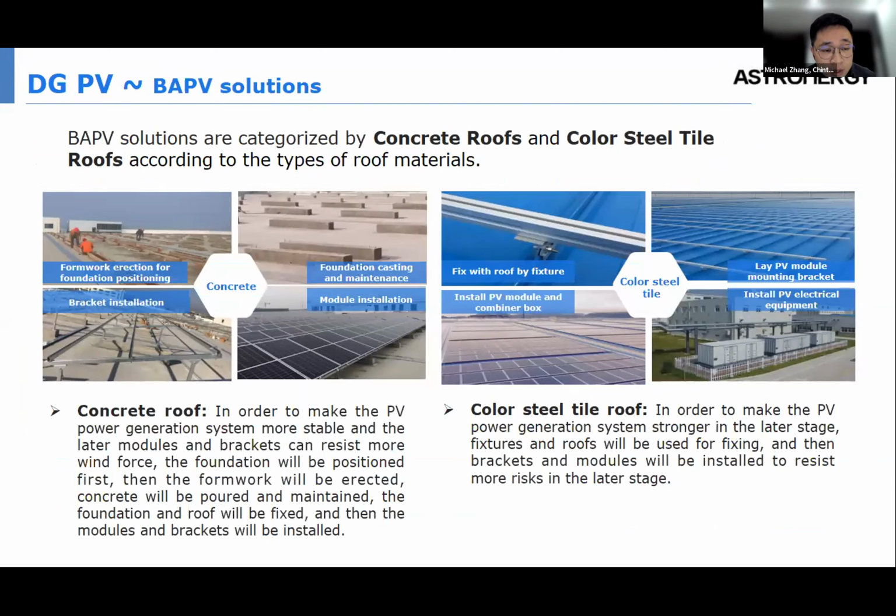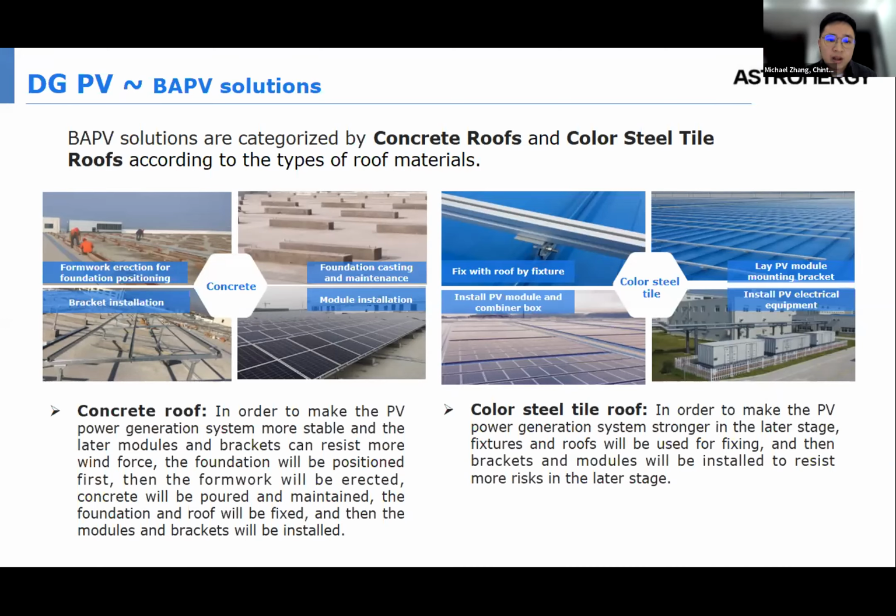The BAPV is very traditional. It is installed on the existing building. For example, we need to have the concrete foundation, and then install the brackets, the rackings, and then the solar modules. We have very strict requirements for this kind of system. For example, we need to have enough payload capacity of the rooftop, and then we need to do waterproofing after we complete the installation.